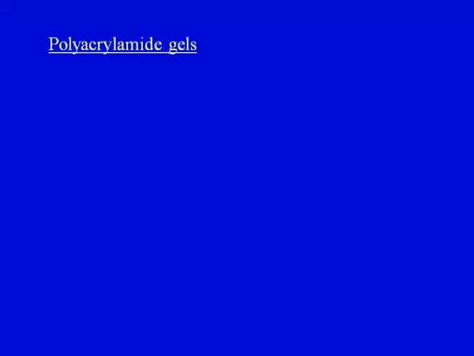Now, the second most widely used gels, and particularly for proteins, are polyacrylamide gels, and they are routinely used in many teaching labs and research labs. So, the electrophoresis performed in acrylamide gels is frequently referred to as polyacrylamide gel electrophoresis, or PAGE.